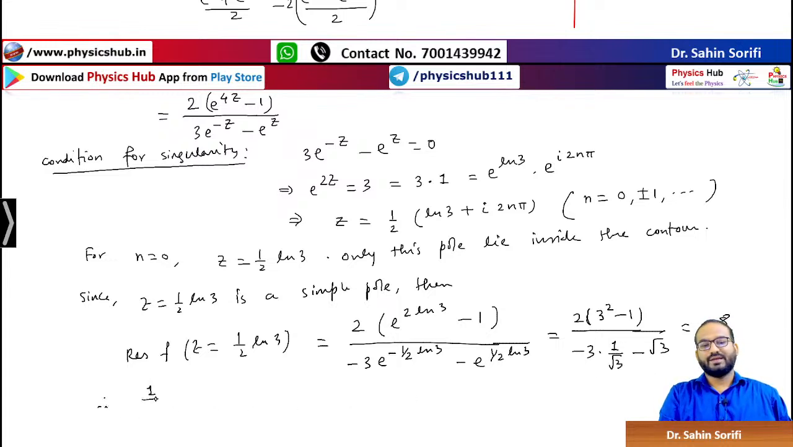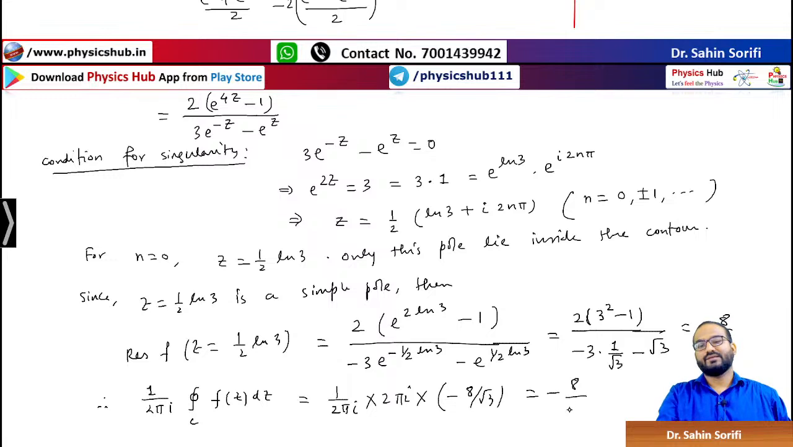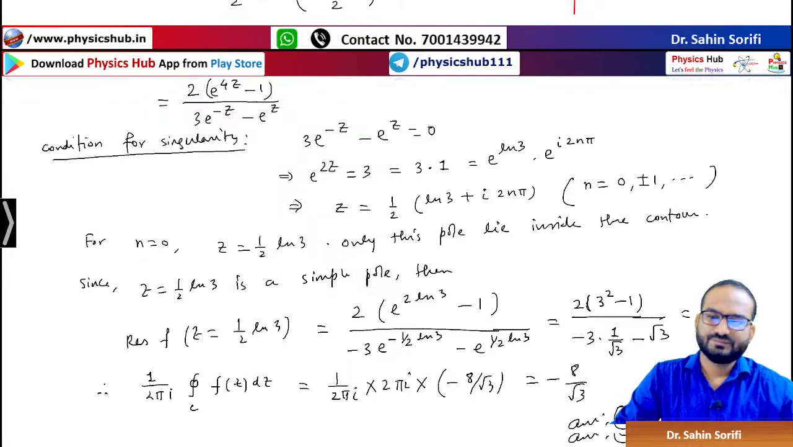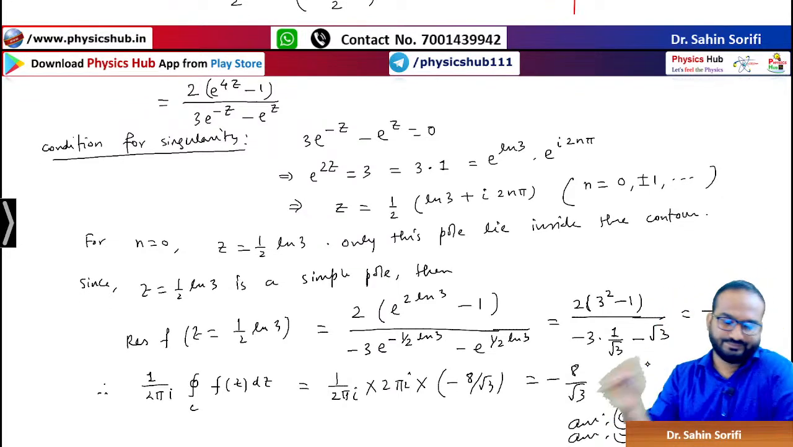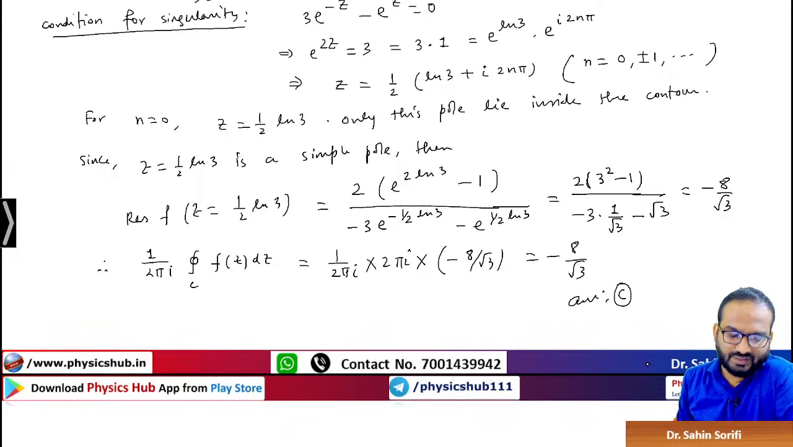So 1 by 2 pi I integration over the contour f z dz equals 1 by 2 pi I into 2 pi I into sum of residue, minus 8 by root 3. Option C is matching. Let me know if anyone has any more doubt.